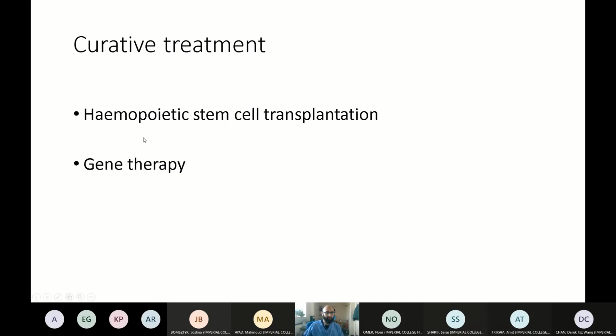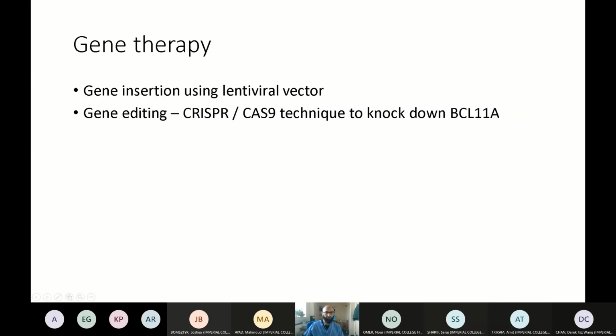So now centres are going to start offering that to adult patients as well. Gene therapy is the other major development in the last few years. I'm just going to talk a little bit about gene therapy. Gene therapy is a great option for patients who do not have a matched sibling donor or a haploidentical donor for a transplant. Okay, and gene therapy in general can be done using two approaches.